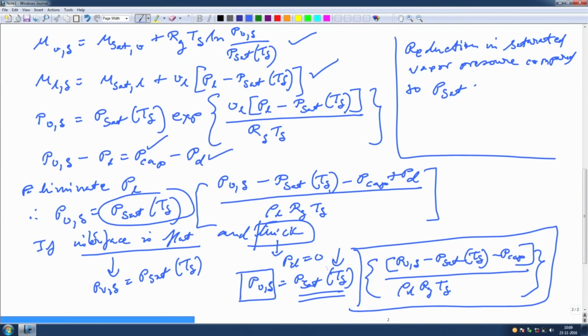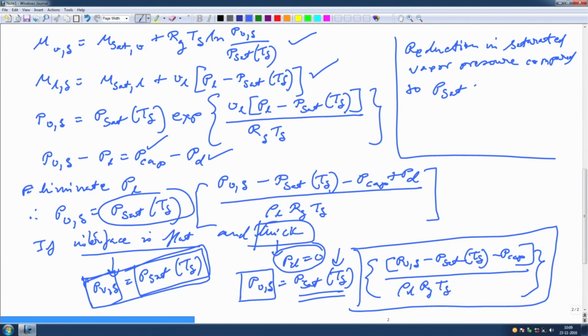Even if there is no disjoining pressure, there is a reduction in saturation pressure at the interface because of the normal curvature. And if the interface is flat, you recover the old form. That means your saturation pressure and your normal saturation pressure, which is given by this, is the same as the saturation pressure on the other side of the interface, right.